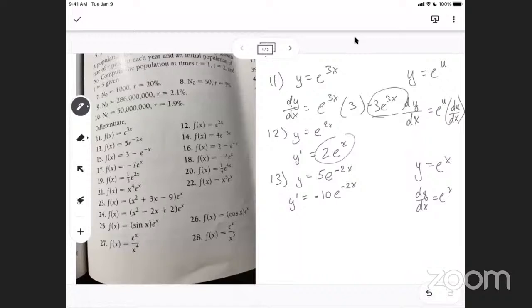So 14, you can just do that in your head, right? What would 14 be? Negative 12 e to the negative 3x. Good. Now 15 is a little different, right?